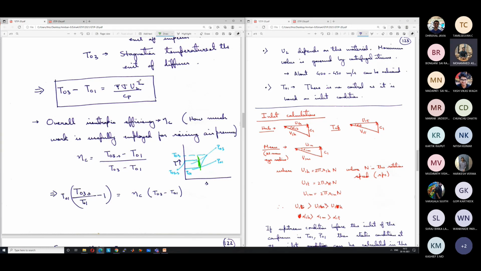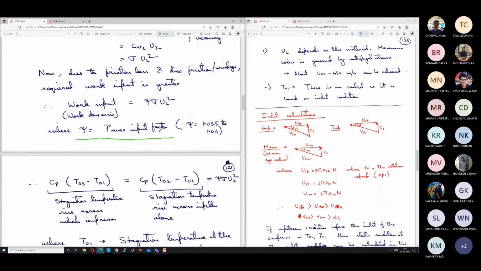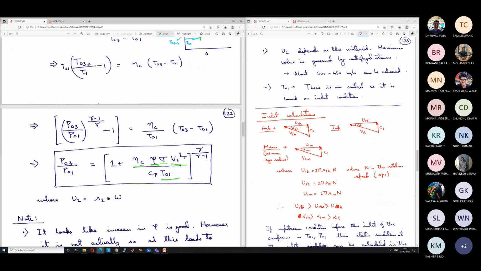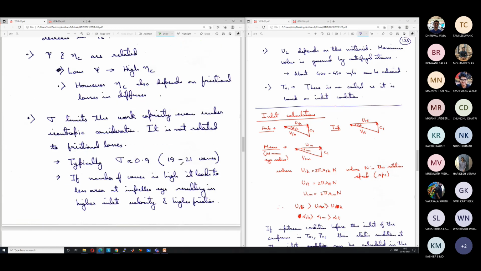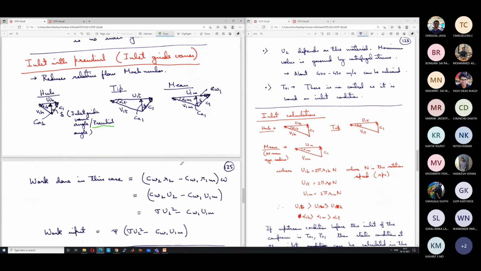So sigma U2 square, this comes from where? This comes from the outlet angular momentum. If there is an inlet angular momentum, that will also manifest as minus Cw1 U1, right? That term will also be there. Similarly, in this case also, sigma U2 square minus Cw1 U1 will always be there. So everything will change. Pressure will also get reduced. Okay. Is it clear? Or is there any doubt? Okay. So I have written it here.